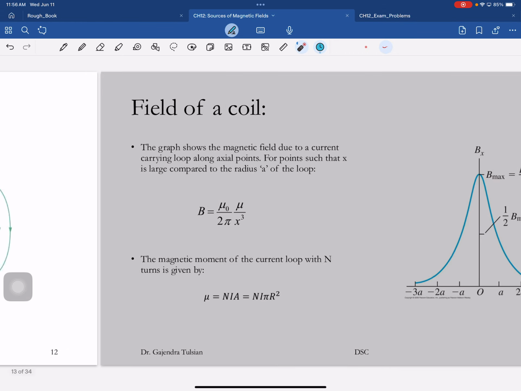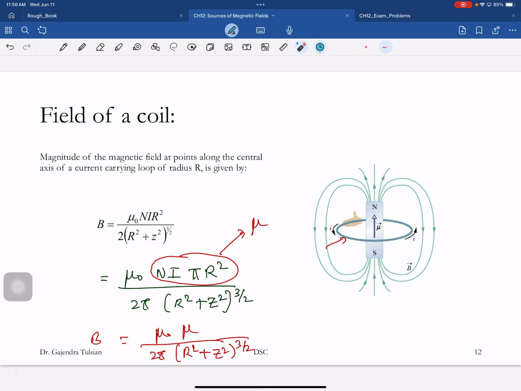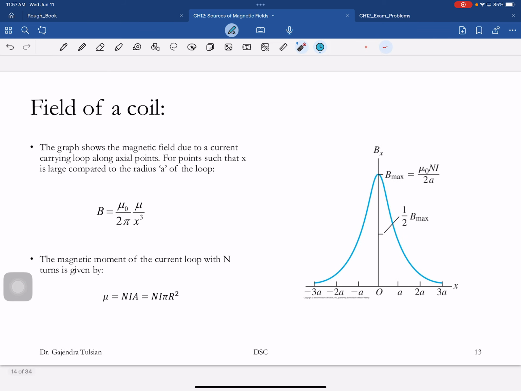All right. So what this says is, on next, what we'll show you is the following. If you're very far away, when Z is large, you can throw this term away, and this becomes Z squared to the power 3/2, which is Z cubed. And the expression will go as mu naught mu over 2 pi Z cubed. And that's this expression, mu naught.